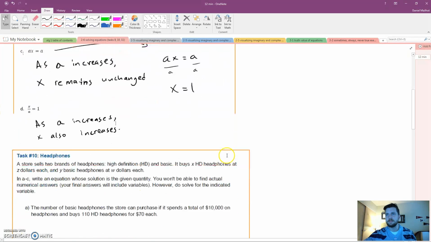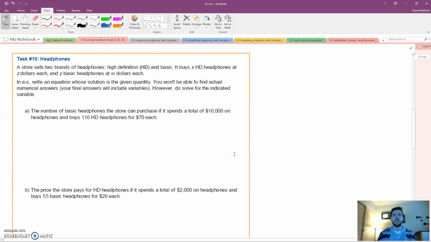Let's go to task 10. Headphones. All right, task 10. We need to do a little setup and then I'll let you work. A store sells 2 brands of headphones, HD and basic, and buys them at different dollars, x, y, z. We got a bunch of variables going on. The goal is write an equation whose solution is the given quantity. We're actually going to do the first one together, and then I'll let you do the other 2, all right? But in order to do that, we need to set up an equation first for this entire situation.